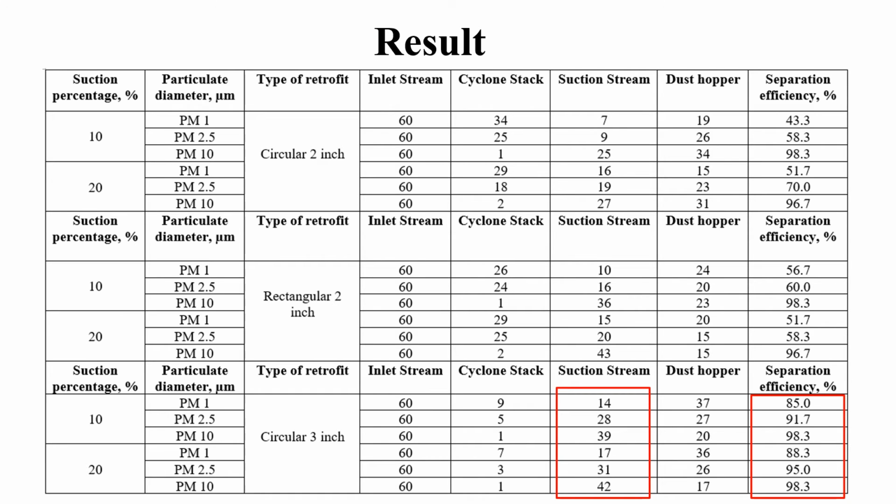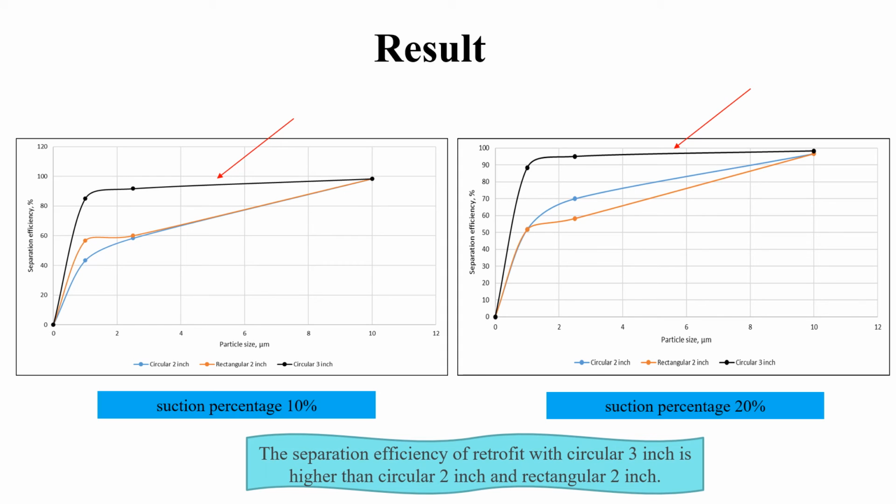It can be observed that the cyclone with retrofit of circular 3-inch has greater collection efficiency compared to that of circular 2-inch and rectangular 2-inch for PM1, PM2.5, and PM10. Besides, we can see that the particles escape from suction stream of retrofit with circular 3-inch is higher than retrofit with circular 2-inch and rectangular 2-inch. From the graph of separation efficiency for suction 10% and 20%, we can determine that retrofit with circular 3-inch has the best collection efficiency compared to the others.